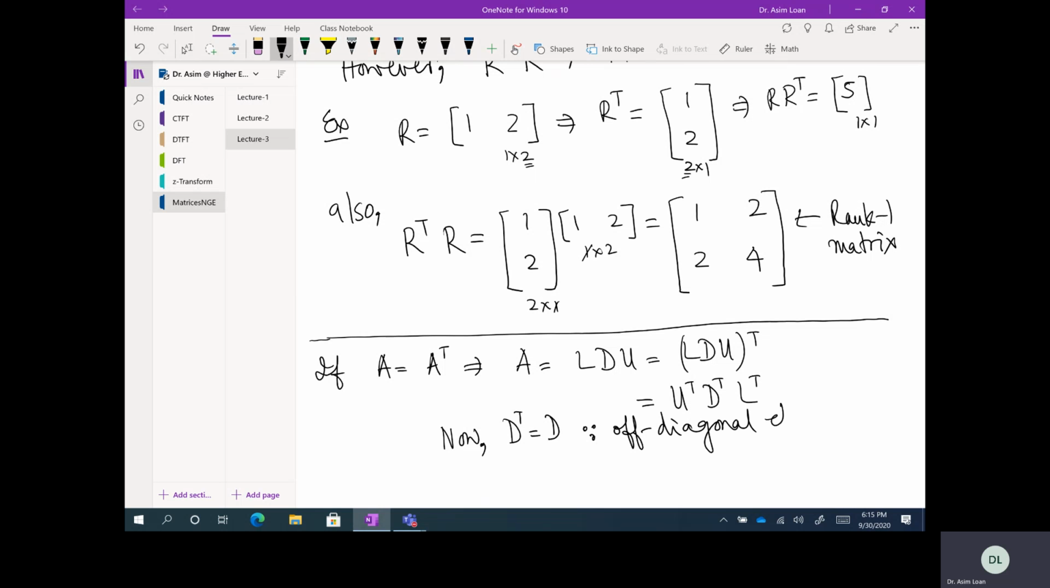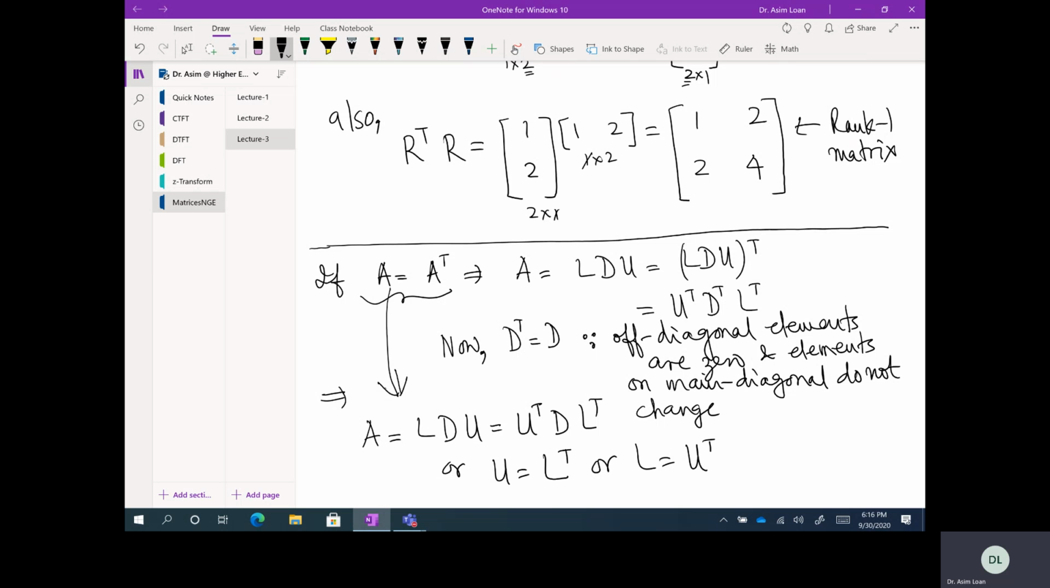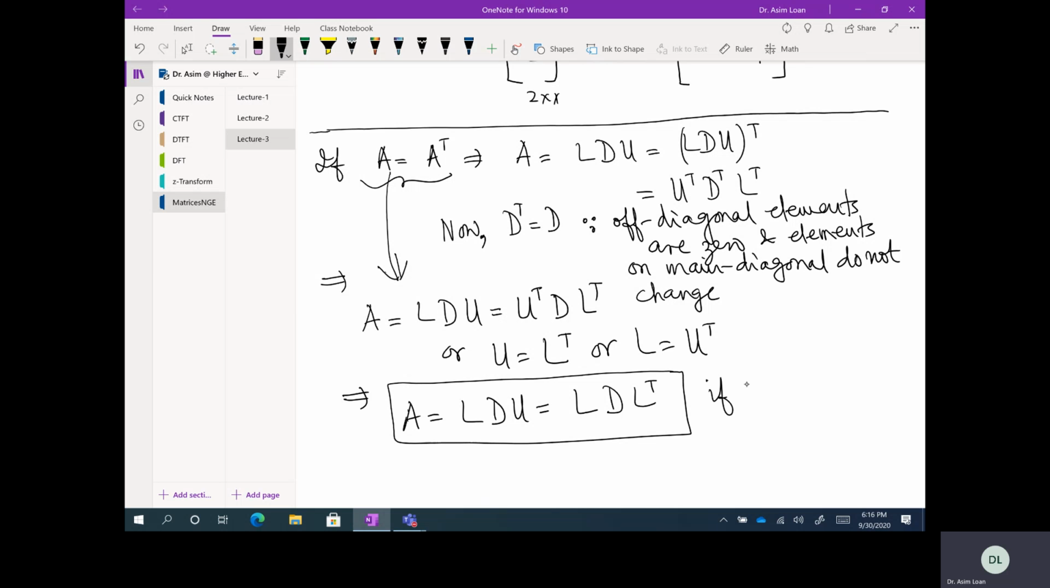because off diagonal elements are already 0, and elements on the main diagonal are fixed. Main diagonal elements do not change. If this is the case, then this implies A equals LDU equals U transpose D L transpose, so U equals L transpose, or L is equal to U transpose. Or this implies A equals LDU is simply L D L transpose, if A equals A transpose.